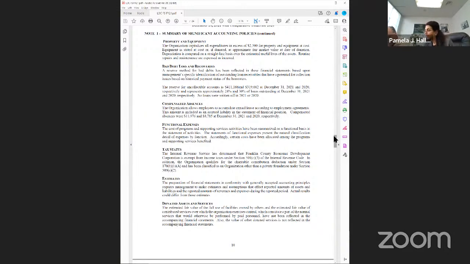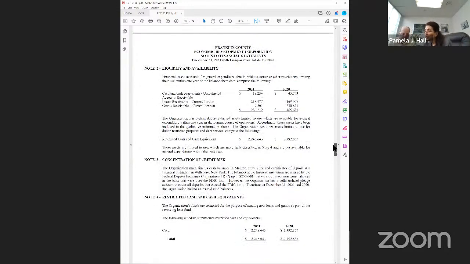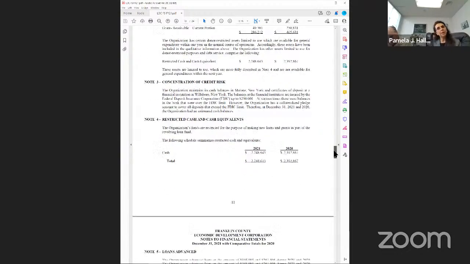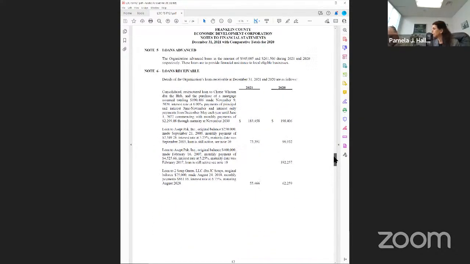Let's go on to the next page. And this is a liquidity and availability note. So this is what current resources are available for expenditures within the next 12 months. And we show the 2 years there. And then we also note that you have restricted cash and equivalents, so they're not available for general expenditure. The restricted cash is also laid out there. You didn't have any CDs. 2 years ago, you had a CD that was in there.